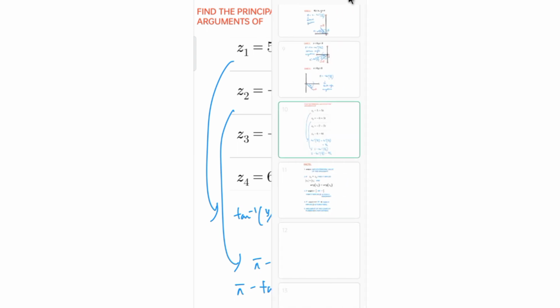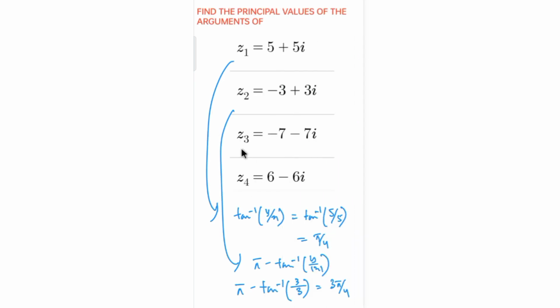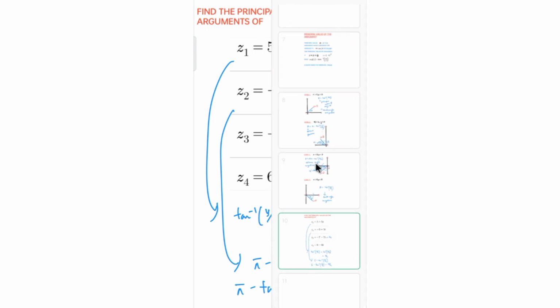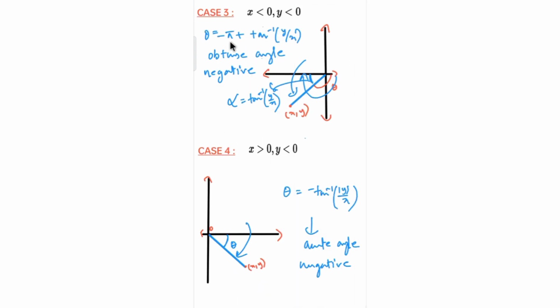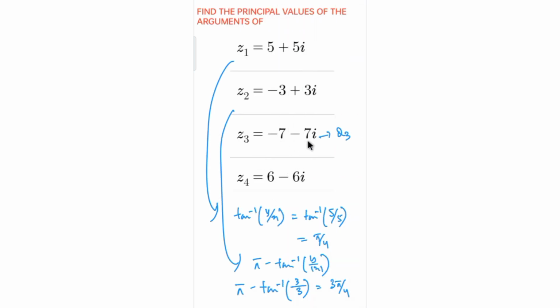And coming to the next part, we have z3. What is z3? Z3 is minus 7 minus 7i. So it belongs to Q3, where both of them are negative. So here we saw that the principal value of the argument is minus pi plus tan inverse of y by x. So theta would be equal to minus pi plus tan inverse of y by x. And what are our y and x here? Y and x are minus 7 comma minus 7.